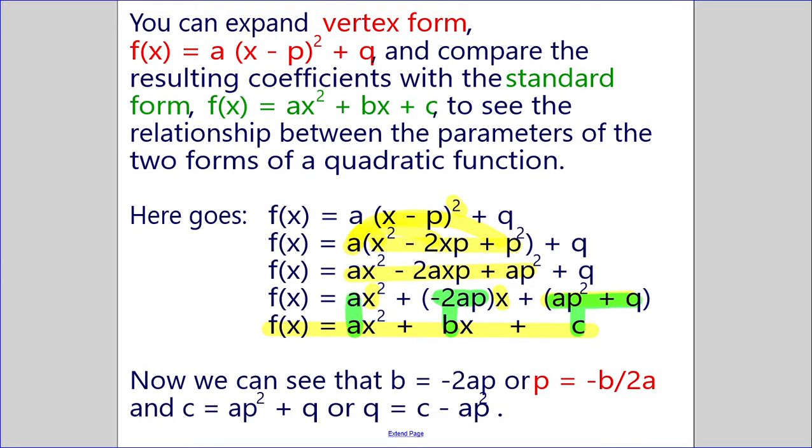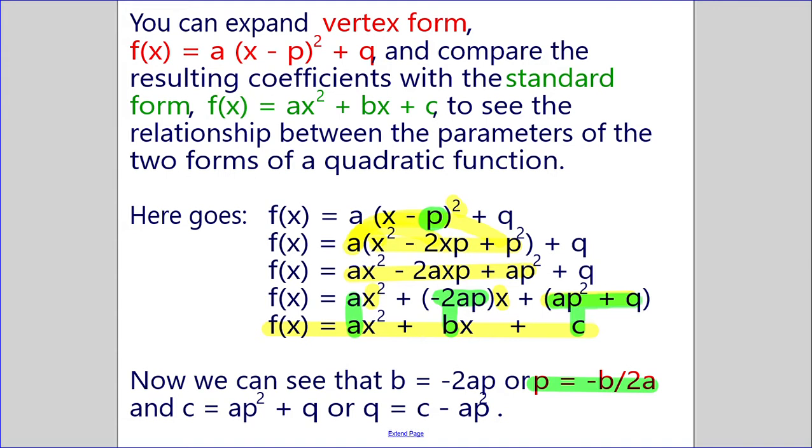So we can see that b is equal to negative 2ap, or if I were to rearrange this for p, because you know p is the x value in our vertex, then I can see that p is equal to negative b over 2a, which is something that might seem familiar to you. So I can take standard form, plug in minus b over 2a, and that will tell me the p value, which is the x value in our vertex, which is also the axis of symmetry.